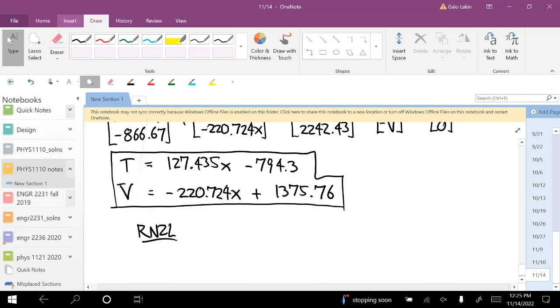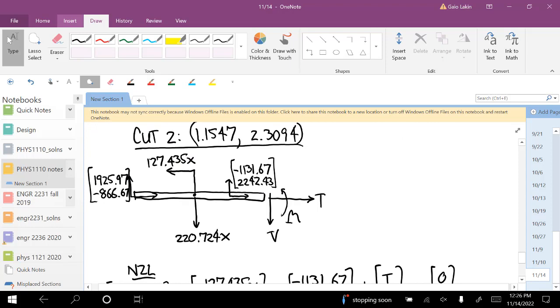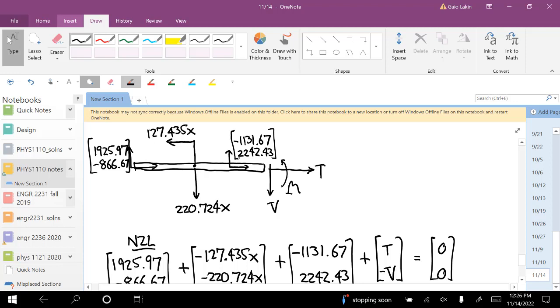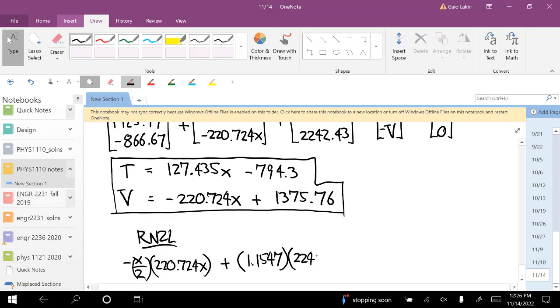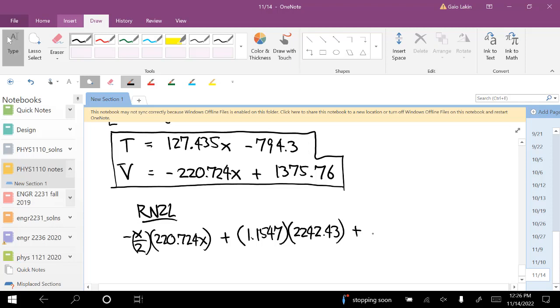So first we have negative X over 2 times 220.724X, then plus 1.1547 times 2242.43, plus M minus Vx is equal to 0.